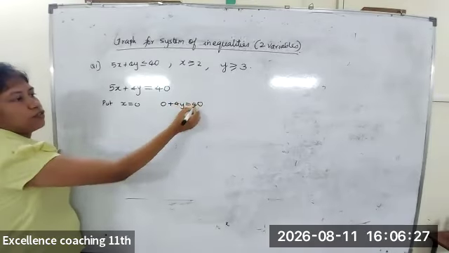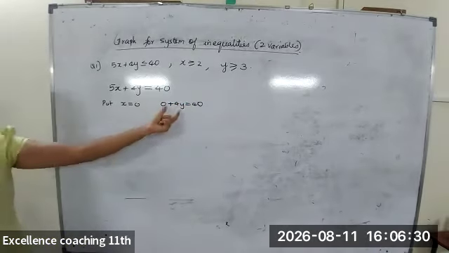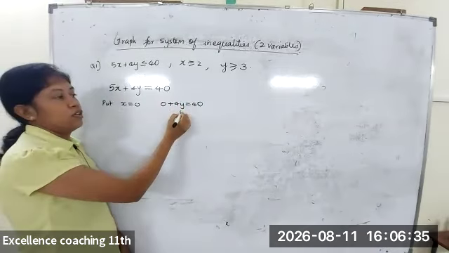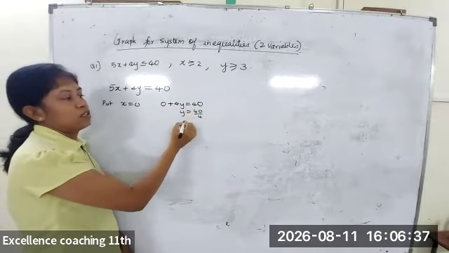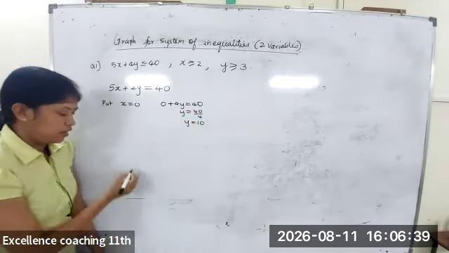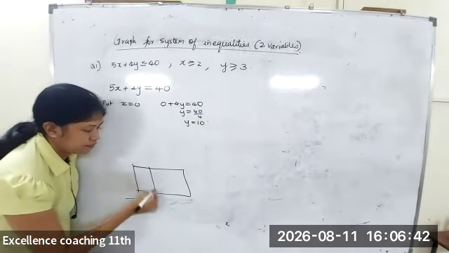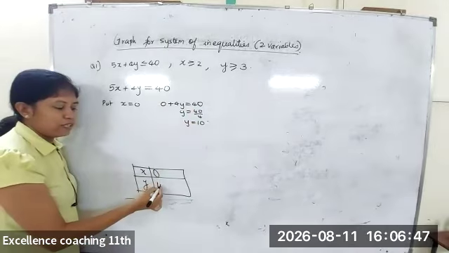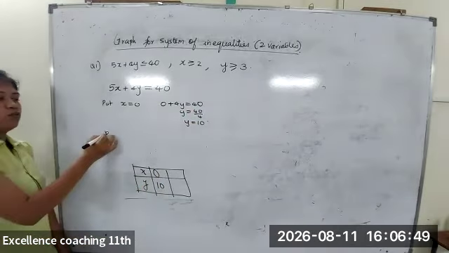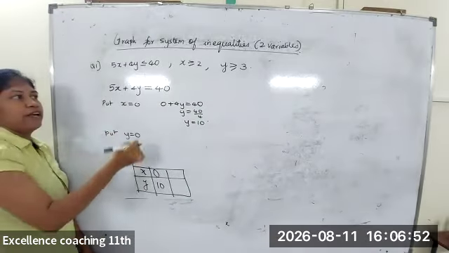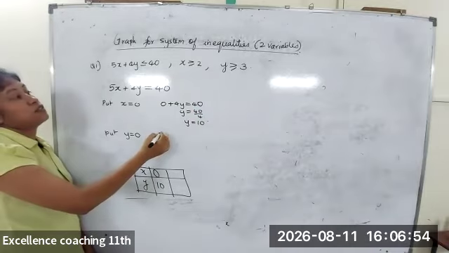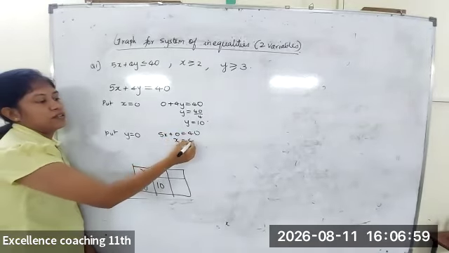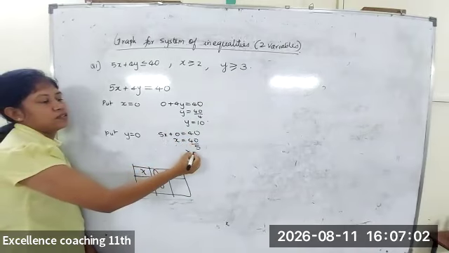4y is equal to 40. There are no extra marks for this calculation. You can do it as a shortcut directly, 40 upon 4. So y is how much? 10. So we'll make a box here, x and y. When x was 0, what value of y did I get? 10. Then the opposite: put y equals to 0 and find the value of x. x is equal to 8.